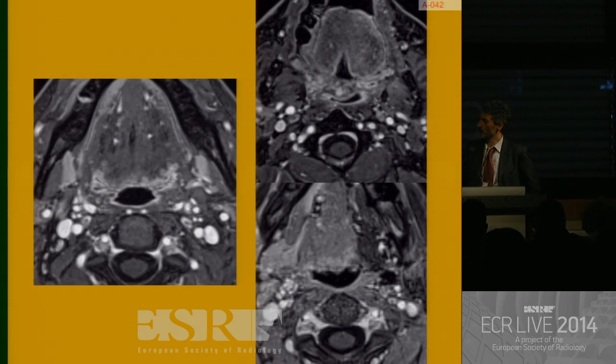This is a finding we are increasingly seeing after radiation therapy, and this is a superior cervical ganglion, which is in most cases enlarged and much more visible after radiation therapy than before, possibly even because of the atrophy of the lymphatics that are normally present in that area.